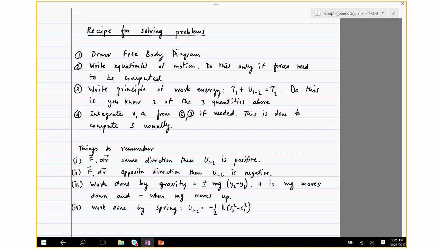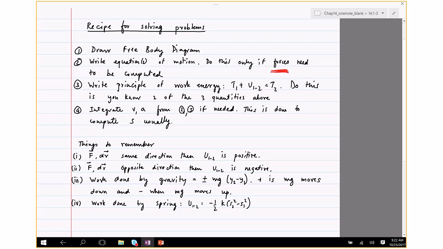We've been drawing free body diagrams. The same thing applies for problems here in this chapter. We got to write equations of motion. Okay. What I recommend is you want to do this only if forces need to be computed, like for example reaction forces. However, if you do not need to find reaction forces, then you're typically asked to find velocities, then you want to rather use this equation.